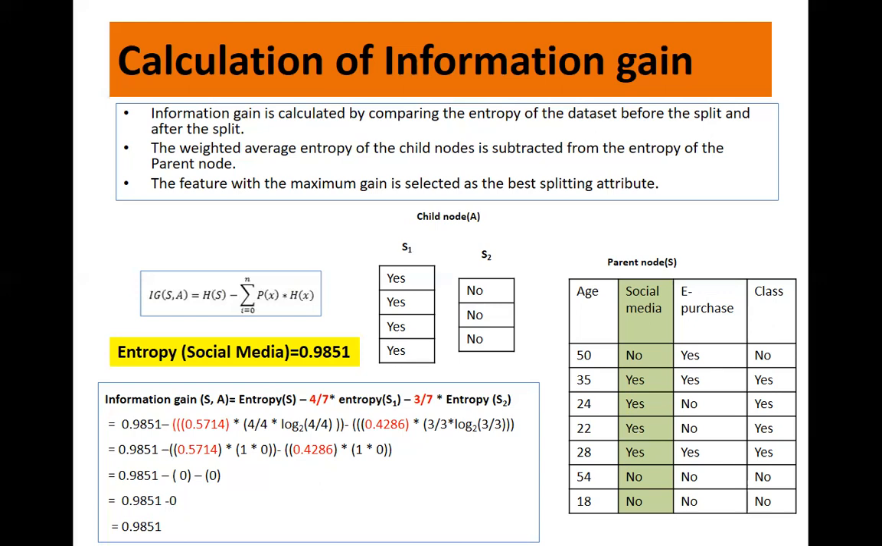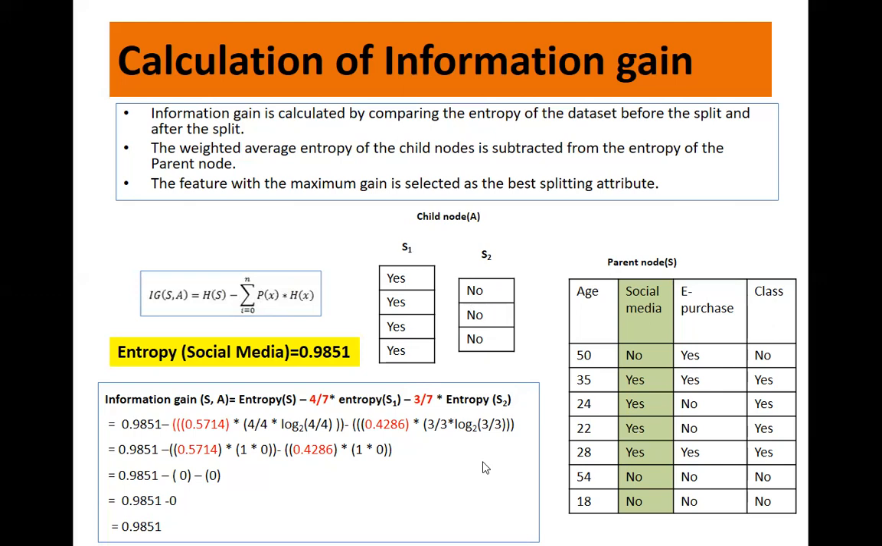So what is the overall gain here? The gain here is again 0.9851. Is it clear? So here information gain is more. Why? Because both the subsets are leaf nodes. No more splitting is required. We could get the class labels for the samples.